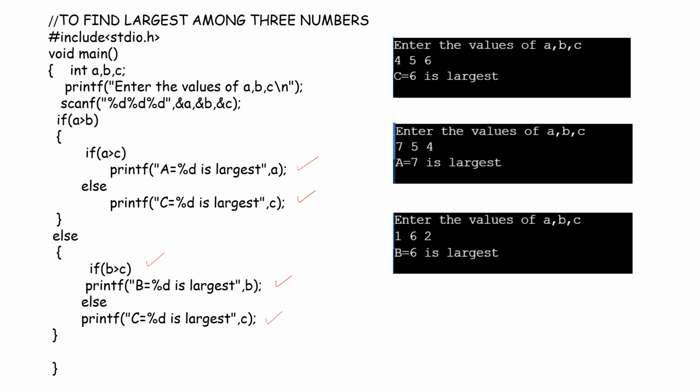Let us run the program and check the output. If the user enters the values 4, 5, 6, a greater than b, this condition is false.